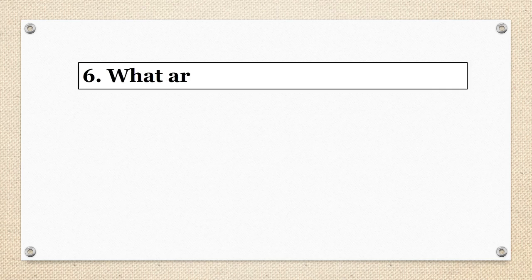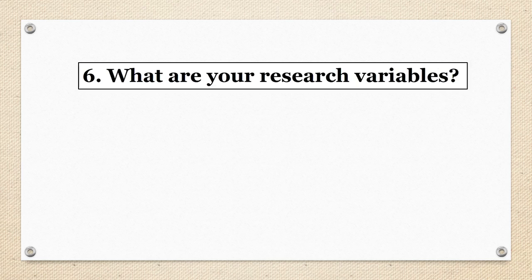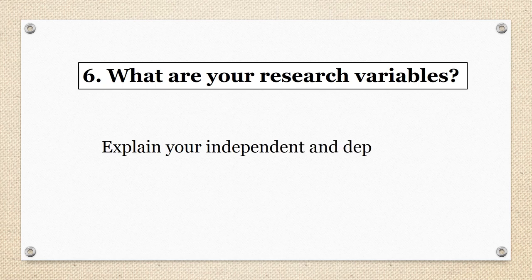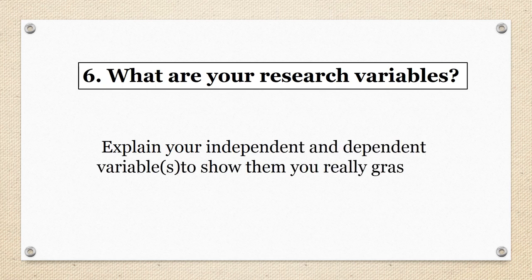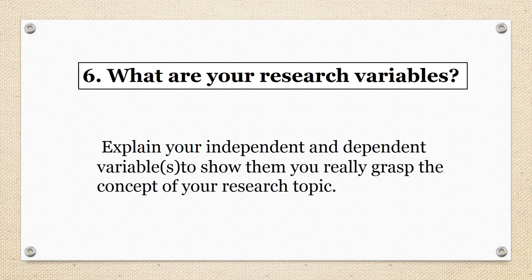Question number 5 is, what are your research variables? You need to memorize and work very carefully on your research variables. The possible answer can be, explain your independent and dependent variables. That is, what are the independent and dependent variables included in your research topic.